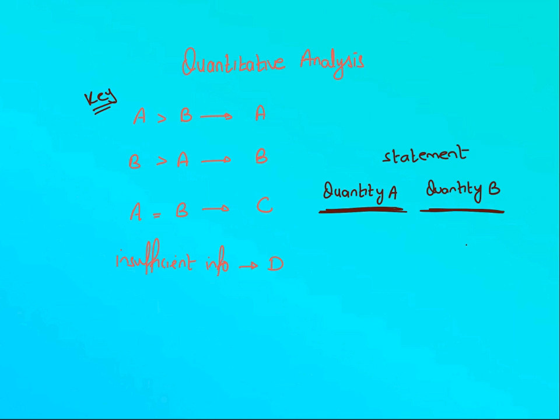So we have to compare the two quantities. If quantity A is greater than quantity B, we state the answer as A. If quantity B is greater, we state the answer as B. If both are equal, the answer is C. And if you cannot decide, if there's not enough information, we state the answer as D. Right? I hope you all know the key by now. Let's begin with the questions.